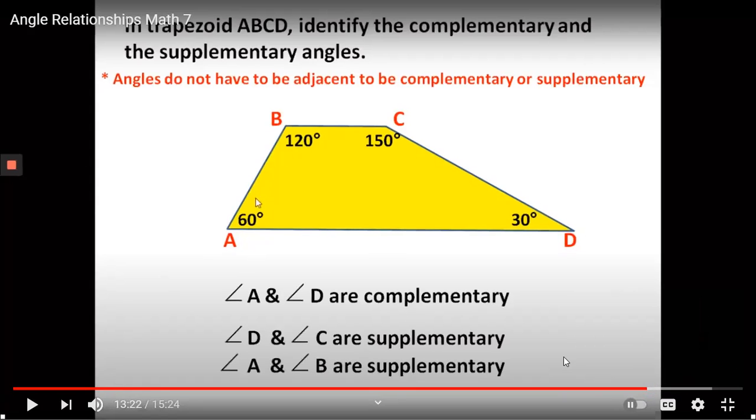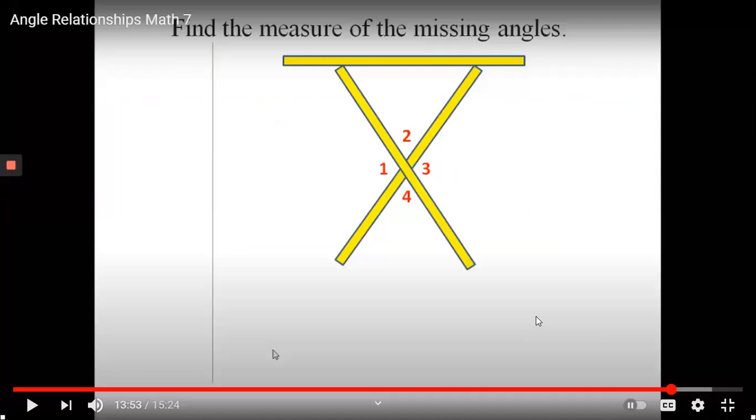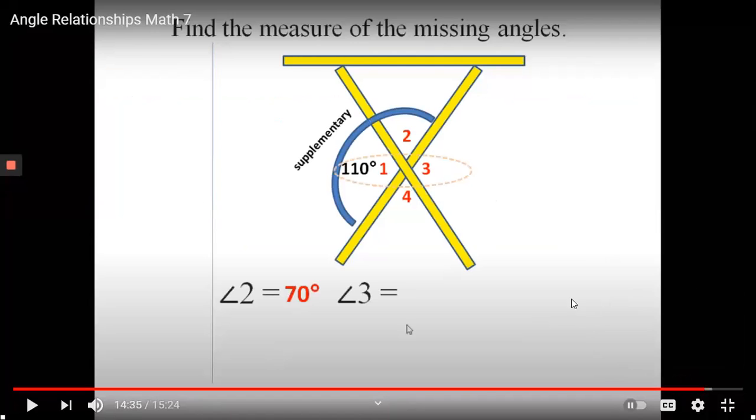So we can find an example of 2 complementary angles: when we add A plus D, it will be complementary. D plus C will be supplementary. A and B will be supplementary. Here, this one is just a preview for vertical angles because we have only 1 minute. So we will continue, inshallah, tomorrow.